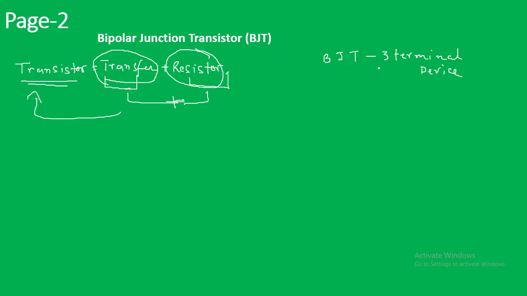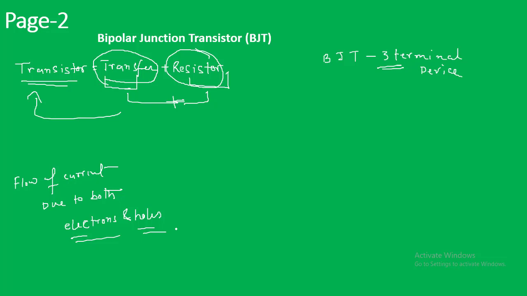Now BJT is a 3-terminal device, and in BJT the flow of current is due to both electrons and holes. In our previous lectures on diodes, we have learnt that in a PN junction diode we have minority charge carriers and majority charge carriers. So electrons and holes are the charge carriers, and the flow of electricity is due to both in the bipolar junction transistor. That is why this name bipolar is there. Both polarities are present, positive and negative.